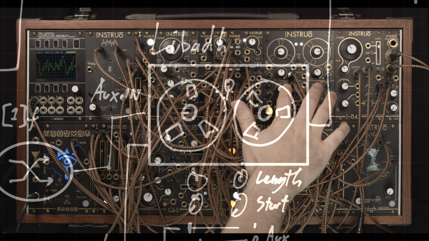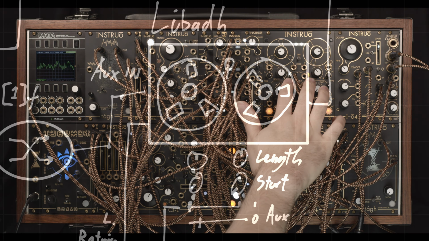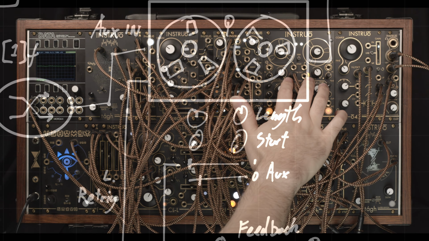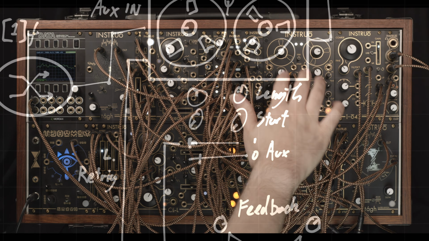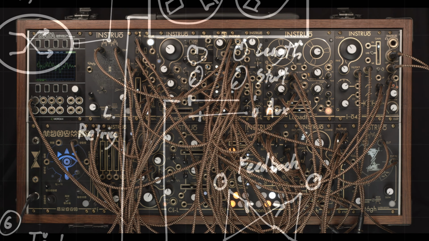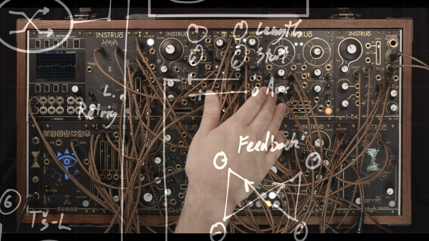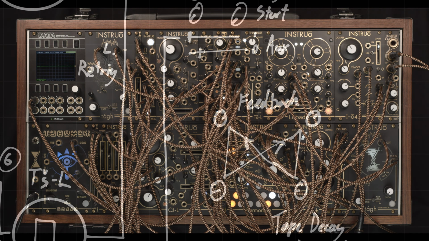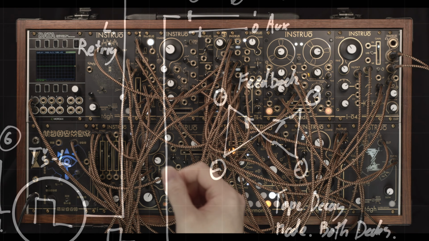You can see both the yellow indicators here are steadily pulsing. Maybe a bit hard to see because of the trigger signals overlaying with them. The pulsing yellow indicates that it's in tape decay mode, so each deck is running as its own independent tape loop that's constantly being written over and recycled.